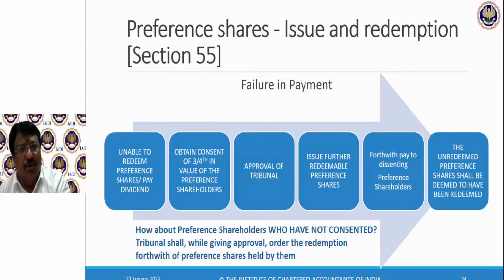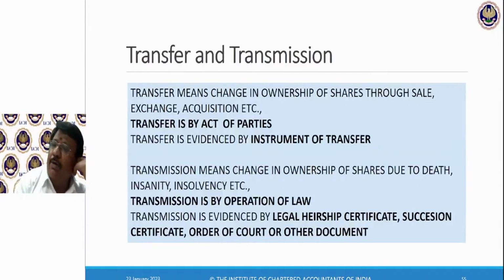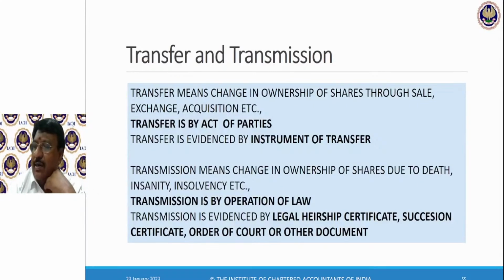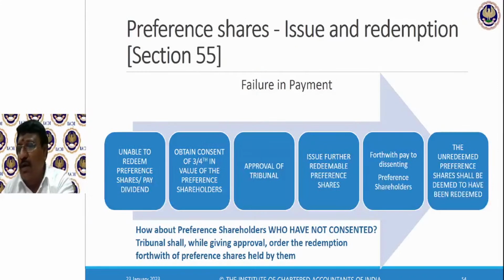So we have finished the issue of shares and share capital and all that. Now we come to another topic called transfer and transmission. If the whereabouts of preference holders are not known, their last known addresses will be used. At the time of application, they would have given an address, right? And an email ID and all. So you send it to that address.